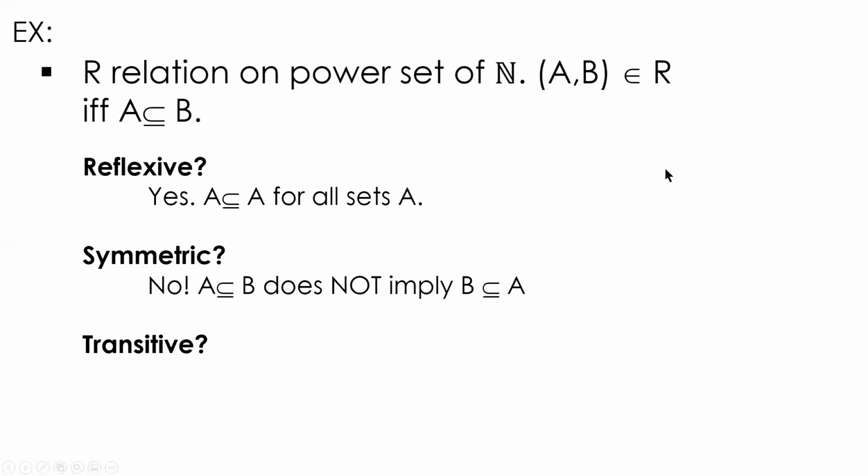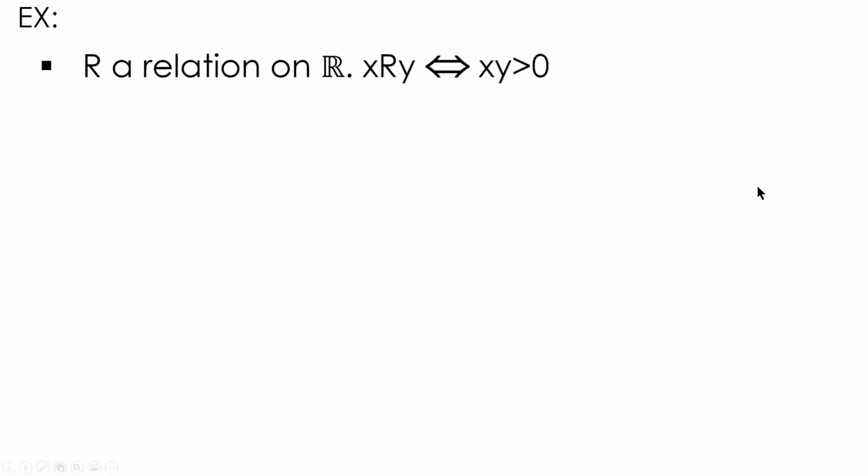Is it transitive? So if A is a subset of B and B is a subset of C, do I know that A is a subset of C? Well, yes, that's one of the things we proved. So we know that this relation is reflexive and transitive, but not symmetric. Next example, a relation on the reals. We're going to say x is related to y if and only if x times y is positive.